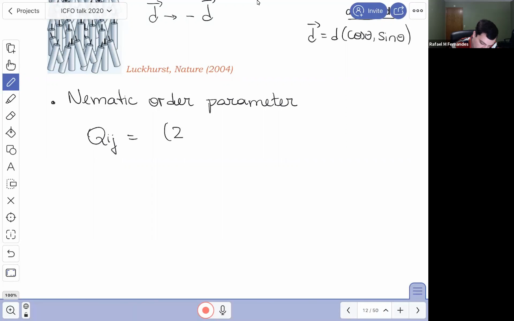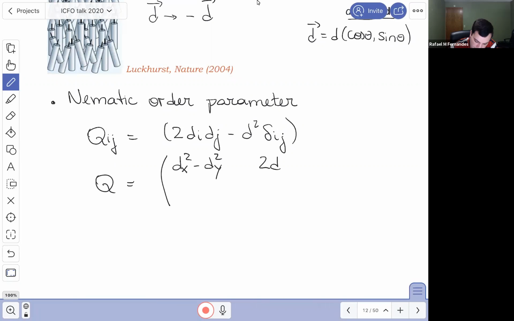So this is how it's defined: 2 d_i d_j minus d squared delta_ij, okay? And again, d_i, d_j are just the components of d. If you want, it's probably easier to see what it looks like in actual matrix form. So you have the matrix elements: d_x squared minus d_y squared on the diagonal, 2 d_x d_y in the off diagonals here. And I now get d_y squared minus d_x squared, okay, on the other diagonal.